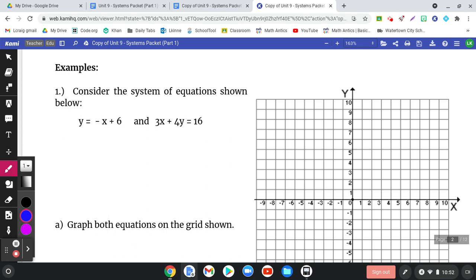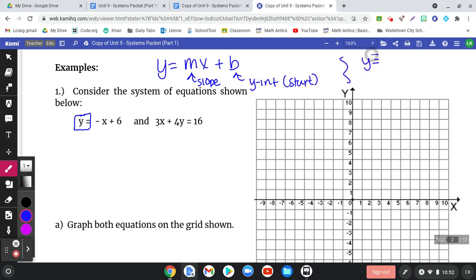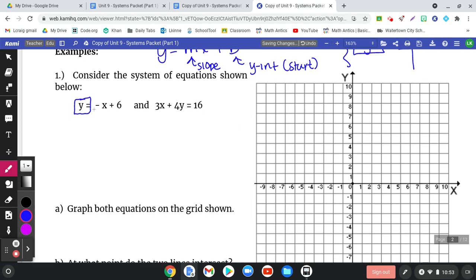Just remember, when you go to graph, you want to make it so it says y equals. We want it in this form, y equals mx plus b, where m is the slope and b is your y-intercept, which is also where you start. Your other option is to get it equal to y and then go to your table of values in the calculator, which is nice because you can see them. We'll look at both.